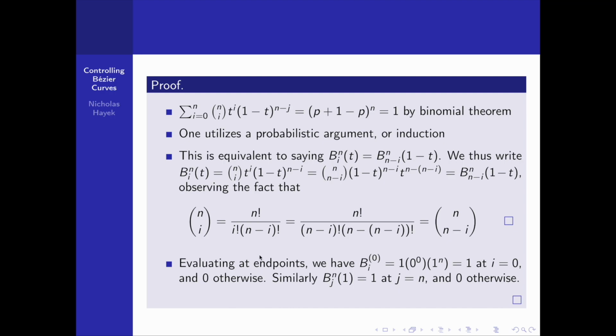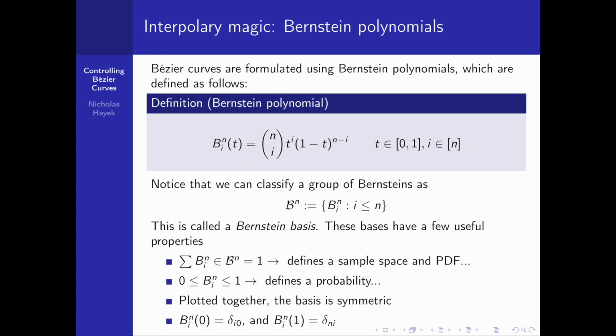Really just algebraic manipulations. And to see that they evaluate the endpoints, essentially you just plug in t equals 0 and t equals 1 and find that they are 1 at I equals 0 and I equals n. That just follows from the fact that if you're evaluating at 0 or 1 for pretty much any I, one of these factors is going to be 0, except when I is 0 and this factor is 0 to the 0, or I is n and this factor is once again 0 to the 0.